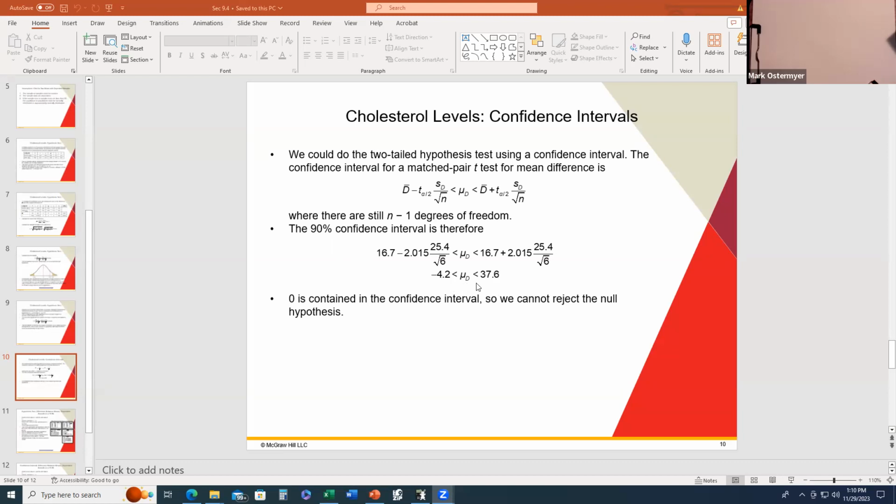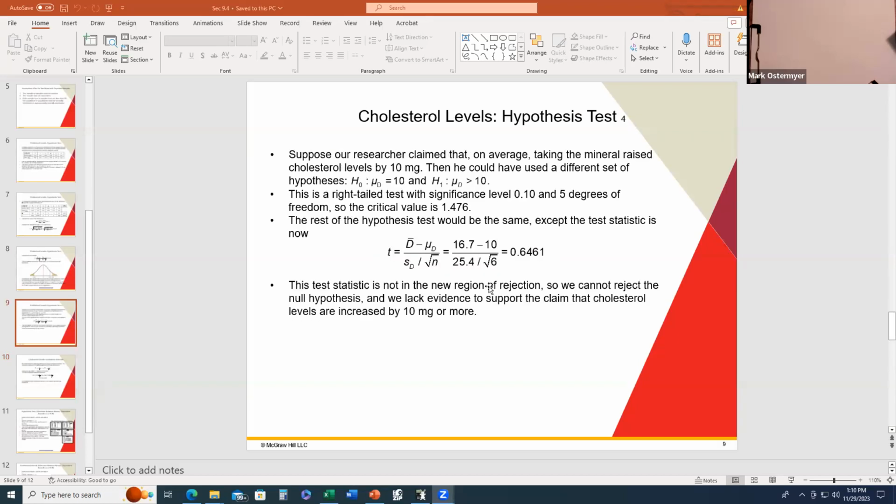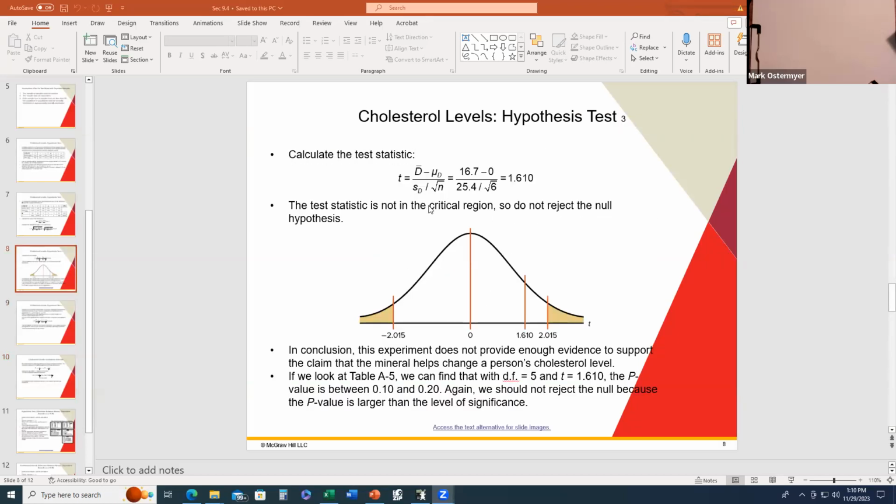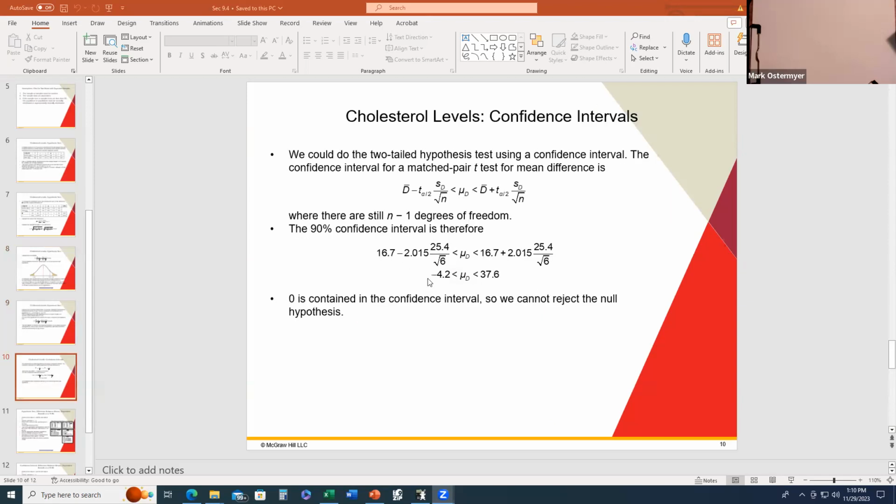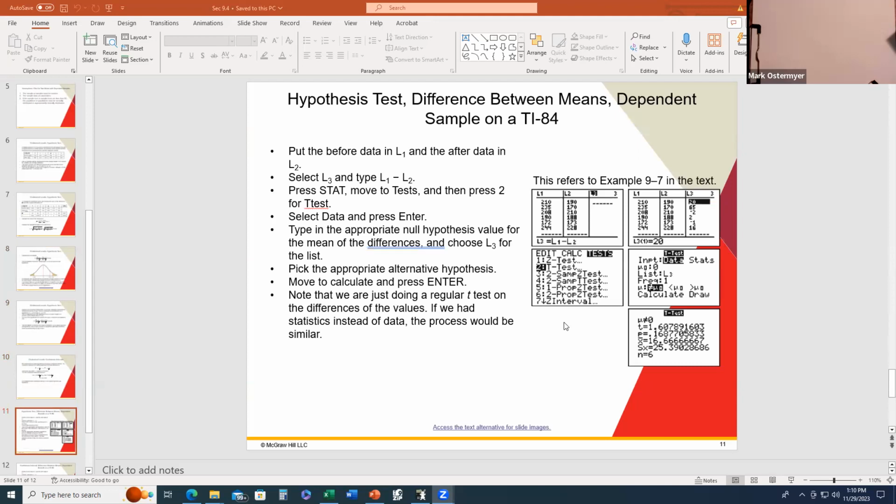Essentially, it's saying that there is no difference in cholesterol levels before and after you take this mineral supplement. And that adheres to our decision that we made when we conducted the hypothesis test back over here, that we were not able to reject the null hypothesis and conclude there was a difference. Okay. So your confidence interval decision has to be in line with your hypothesis test decision. Very important.